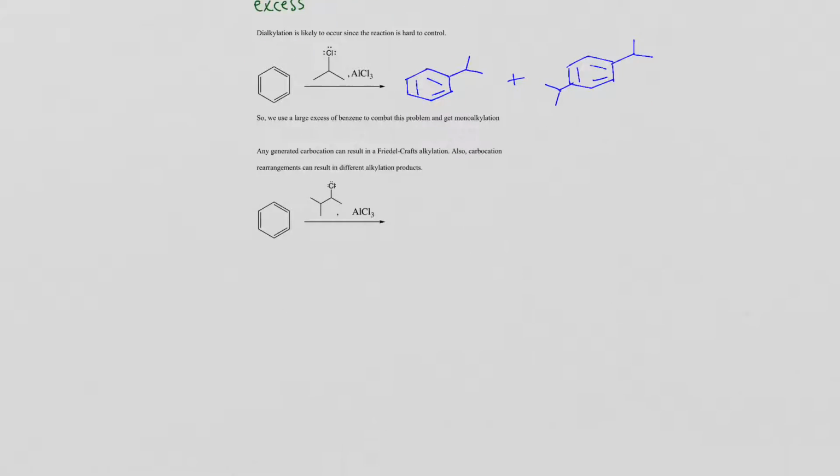So if you're writing out the reaction, if you want to show that you're getting one product, excess benzene, that tells me that if you draw the product, I'm expecting monosubstitution. There we go.